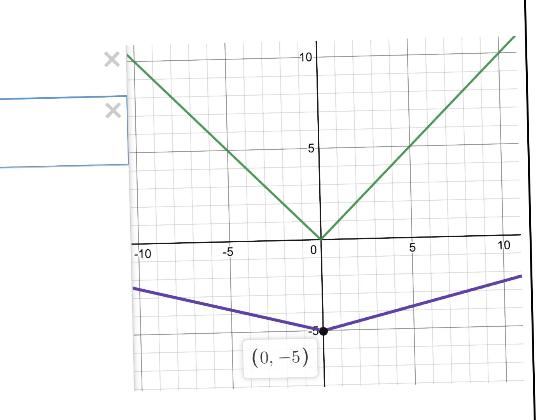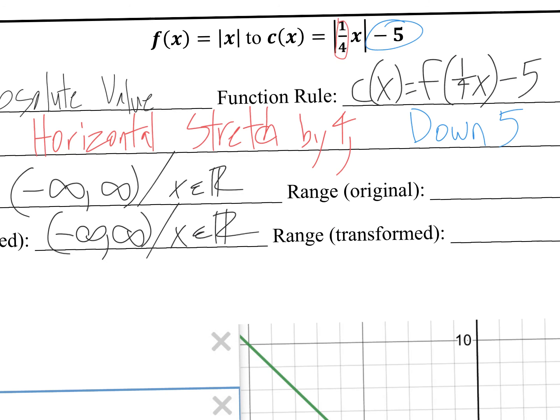So what I'm trying to get across is this domain is all real numbers. So any kind of transformed equation is still going to have a domain of all real numbers. This graph got wider and it shifted down. It's still a domain of all real numbers. So now let's compare our two ranges.